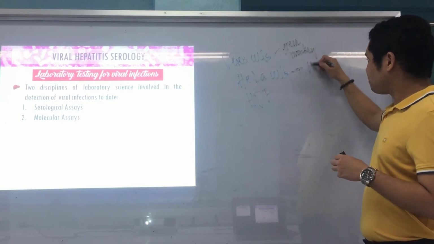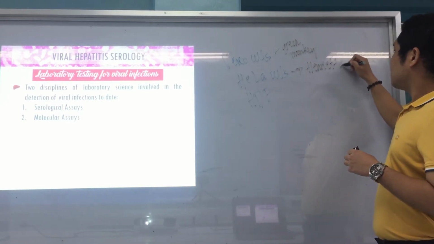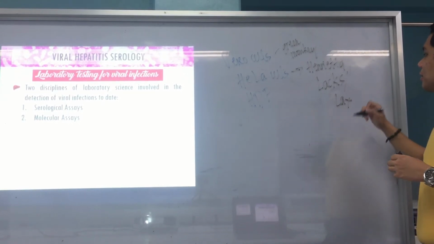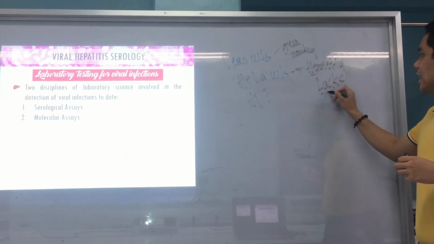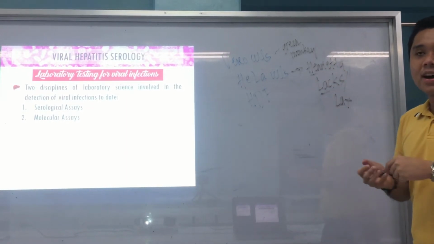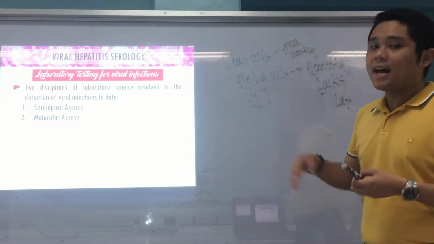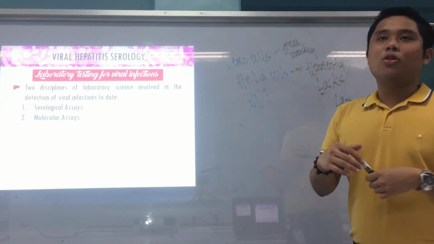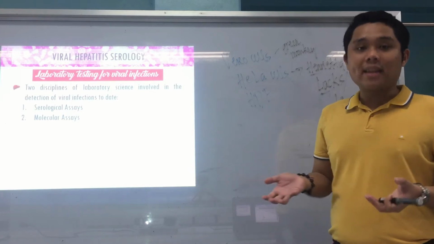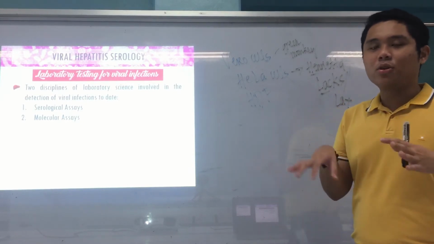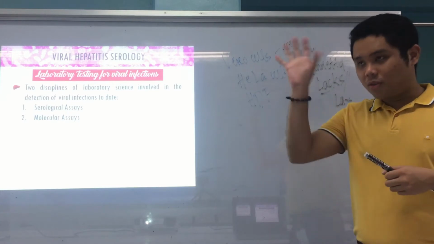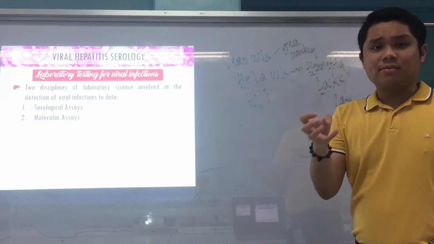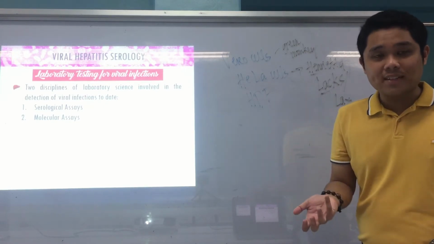HeLa cells came from Miss Henrietta Lacks. And you have HDF, fibroblasts. These cells usually are cancer cells because cancer cells are immortal, they keep on dividing, so there is an unlimited supply of cells. That's why you don't have any problem getting cells if they are cancer cells. So this is one of the reasons why culturing viruses is not a routine method for diagnosis of viral infections.